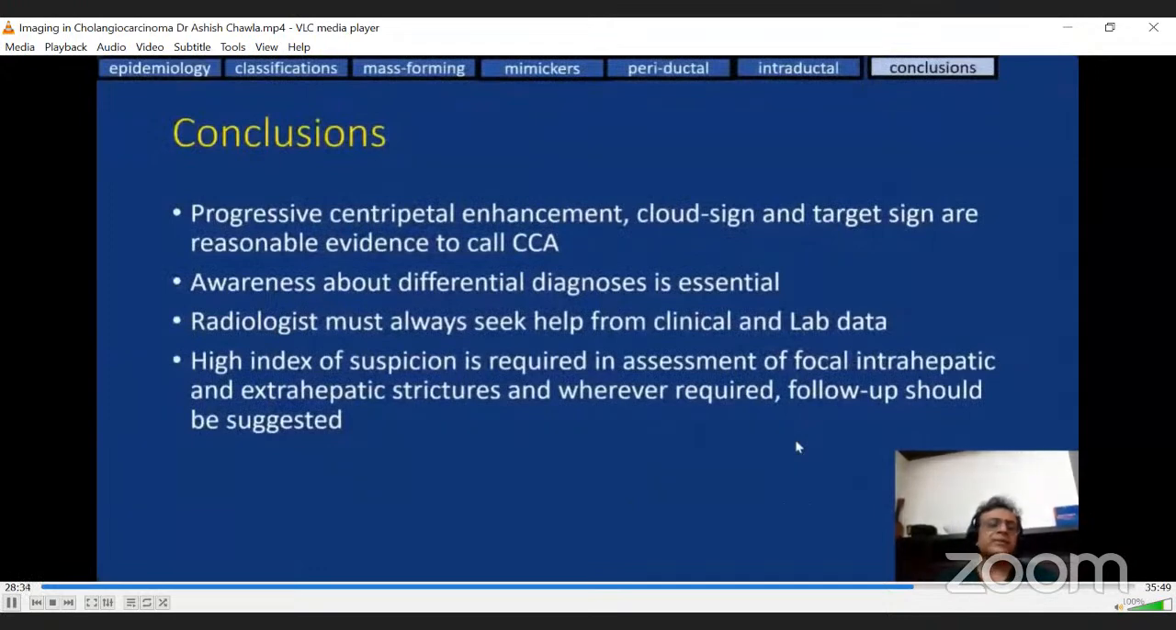Coming to the conclusions, we must be aware of the signature appearance of cholangiocarcinoma. Awareness of the differential diagnosis is essential, as I mentioned, the mucinous metastasis from colorectal carcinoma. We should always seek help from the clinical and lab data, and the radiologist, this is very important, should have a high index of suspicion for cholangiocarcinoma when assessing focal intrahepatic or extrahepatic biliary strictures.